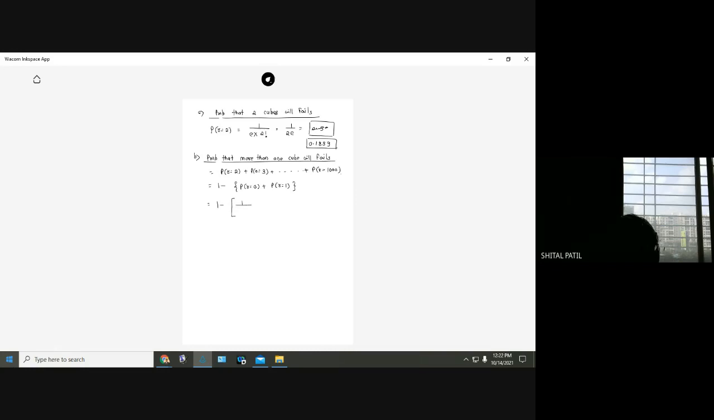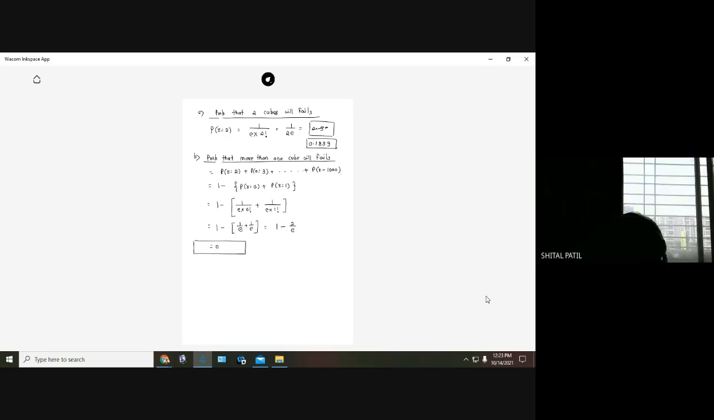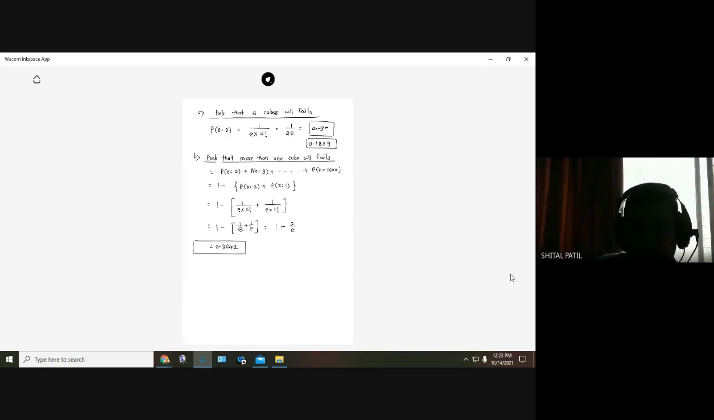So 1 upon e into 0 factorial, plus 1 upon e into 1 factorial. 0 factorial is 1. Answer: 0.2642. Very good. Next.